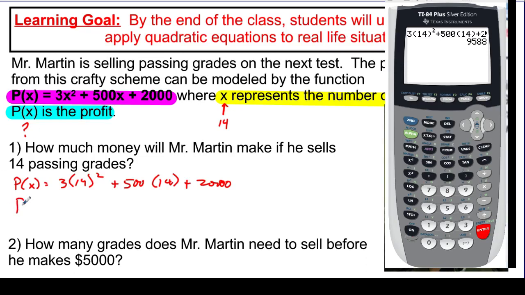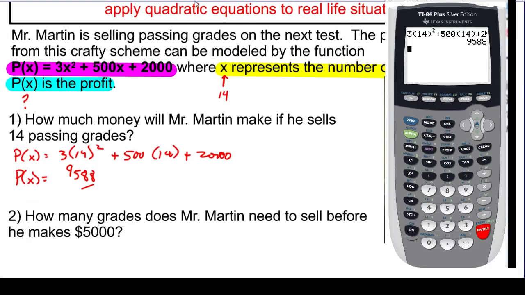Okay, P of x is equal to 9,588. So they're telling us that the profit for 14 grades is $9,588. Right, and that's the answer to their question. How much money? $9,588. Okay, so let's look at the second question.